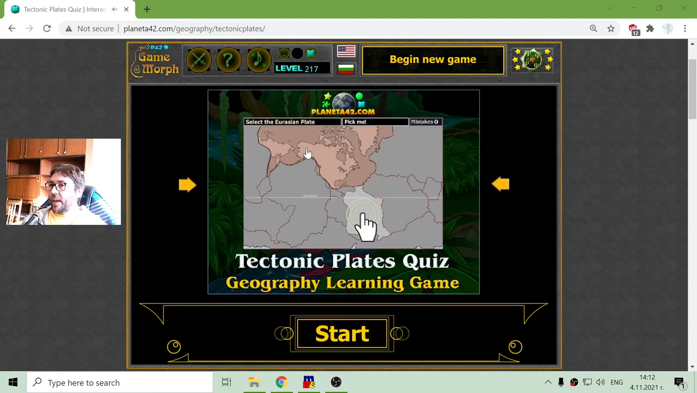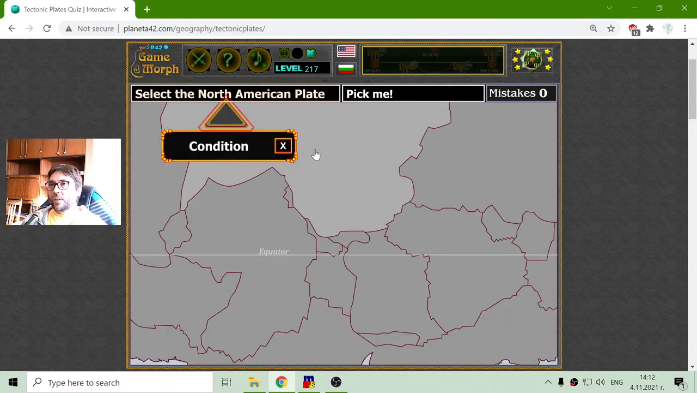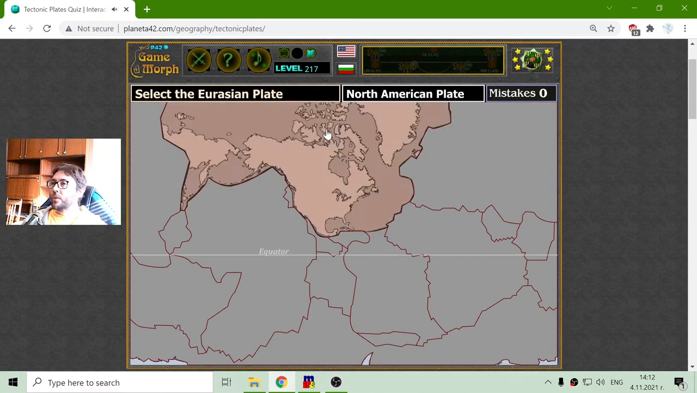Today's geography game that I play is again about the tectonic plates, but it is a quiz. So I will now test what I have learned from the previous video about the tectonic plates puzzle. So I have the plates here, and the condition is to select the North American plate. All right, this is the North American, so I will select it. The first should be quite easy.